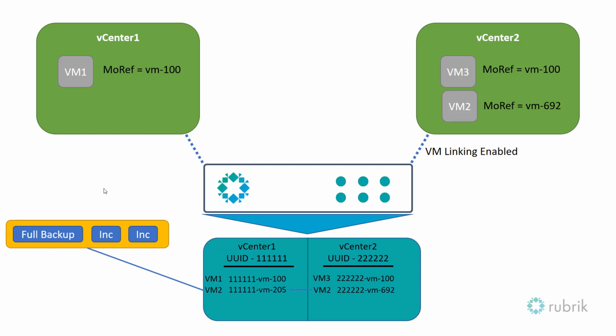It will maintain its SLA domain designation and continue to use that forever incremental chain from the old VM, meaning we don't have to store duplicate full backups just because we migrated the VM. And best of all, the VM is still treated as a single object within the Rubric UI. So that's VM linking in a nutshell. Now it's time to jump into the lab and configure VM linking and test it out.